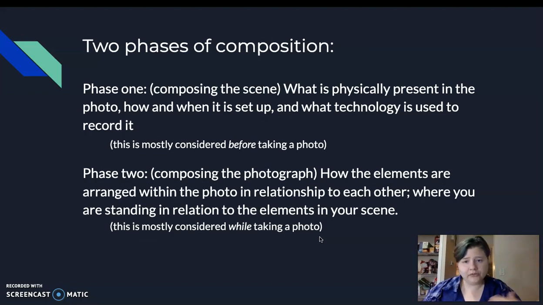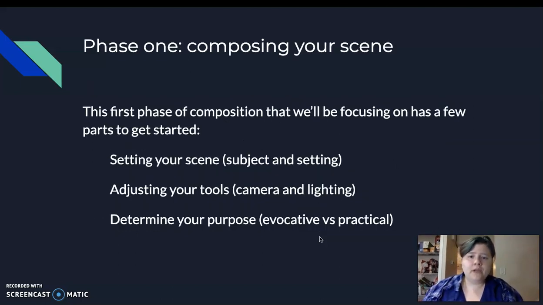What are the two parts of composition, or the two phases of composition? It's broken down into 3 parts. Composing your scene is broken down into setting your scene, adjusting your tools, determining your purpose. Later, we'll talk more about the actual composition of your photo.